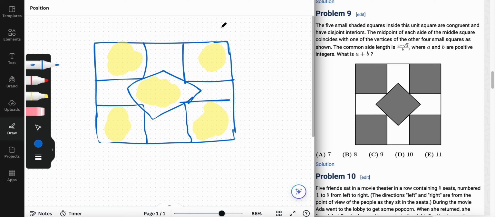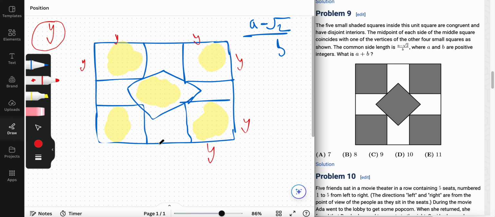Common side length is a minus root 2 over b. a and b are positive integers. What's a plus b? Okay, so I'm trying to get my side length in terms of this. It's a unit inside this unit square. So let's call the side length y. Because each square is congruent, y is the side length of each square, right? So this is y, this is y, this is y, this is y, this is y. We'll just assume that for now.